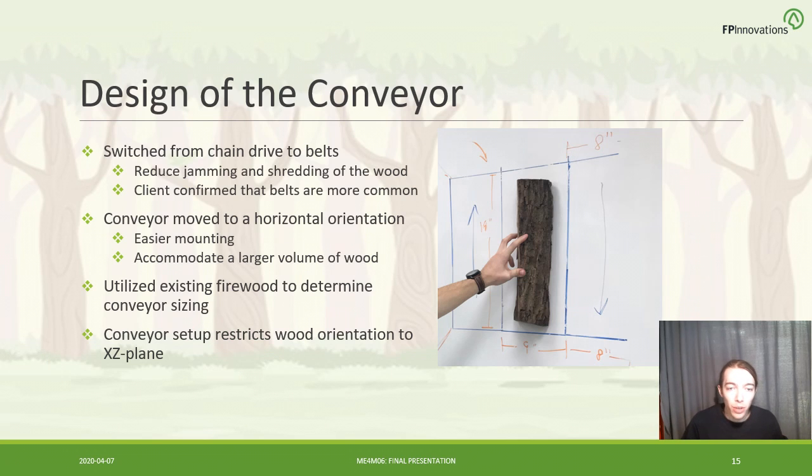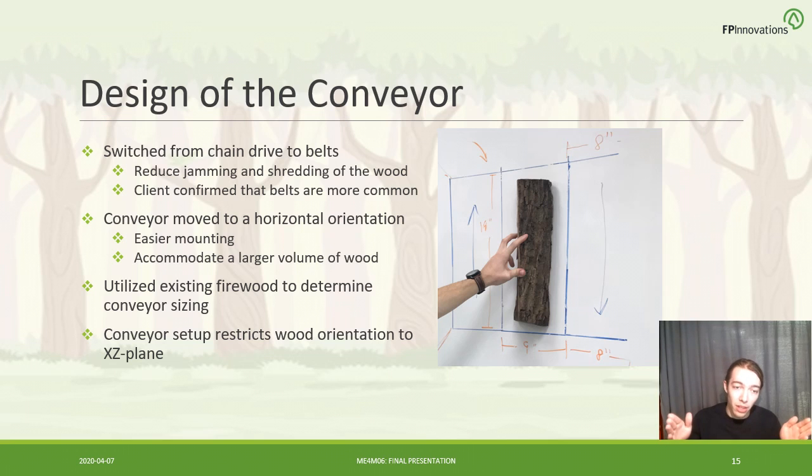So for the design of the conveyor, we decided to switch away from chain drives to belts. The reason for this change was because we felt that chain drives would cause more jamming of the wood, and the wood would get jammed in and it would start to shred the wood. And we also had a discussion with our client about this design, and they agreed that belts are more common for transporting wood than chains are.